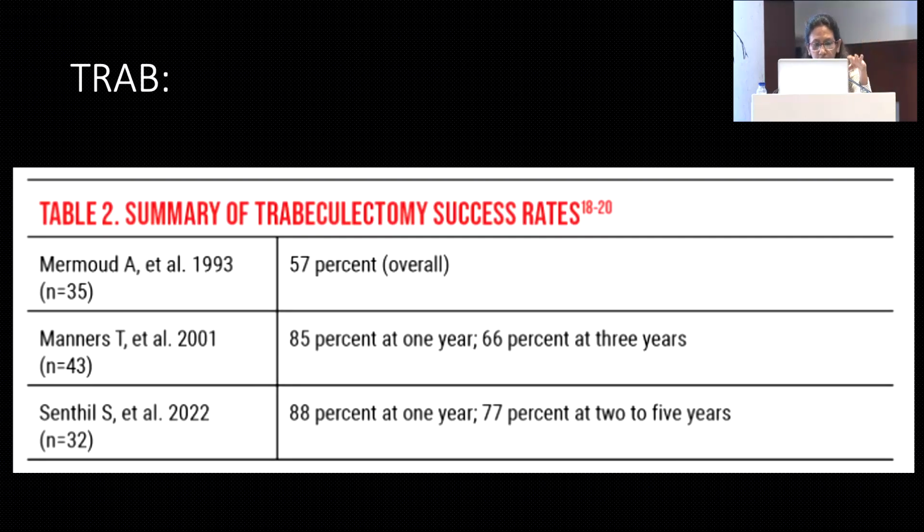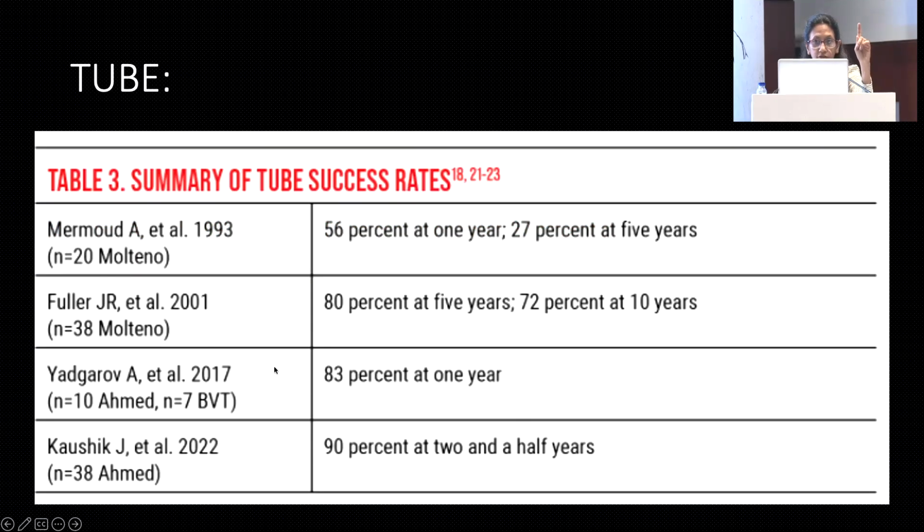Yeah. So success rates of TRAB recently 88%, and success rate of tube in case medical management does not work, both work well. In my experience, if it is a younger patient and if it's a more severe injury, TRAB fails very fast, I would go in for a primary tube.